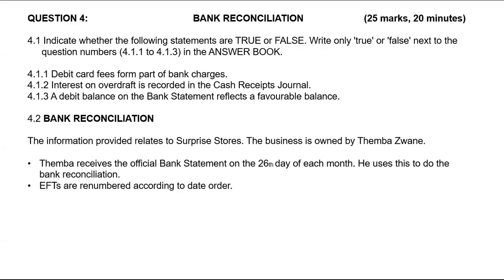Let us finish off question 4, which is the bank reconciliation. 4.1 says that we need to indicate whether the following statements are true or false. You need to write only true or false next to the question number. The first one says that a debit card fees form part of bank charges. Is that true or false?